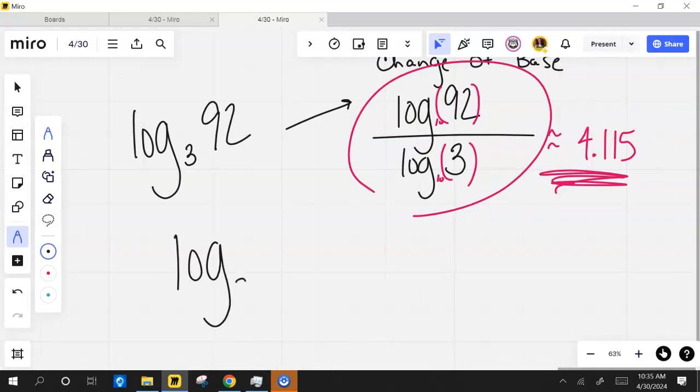let's do an easy one. Log base 2 of 8, what should that equal? 2 to the what power is 8? 3. So take out your calculator and do log 8 divided by log 2 and make sure you get 3 there.